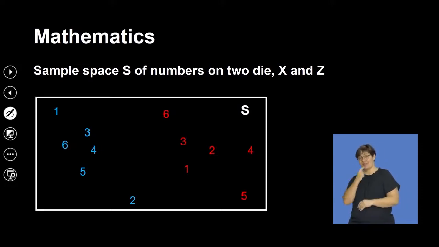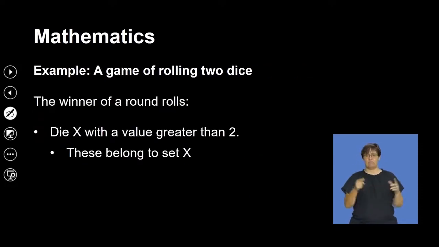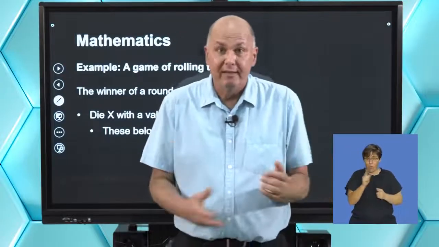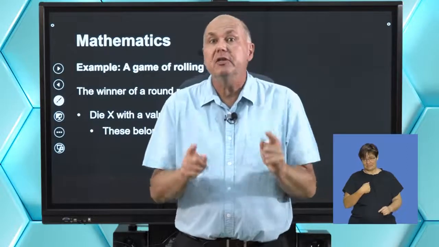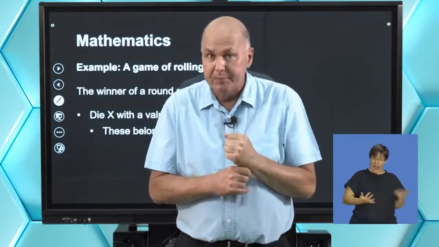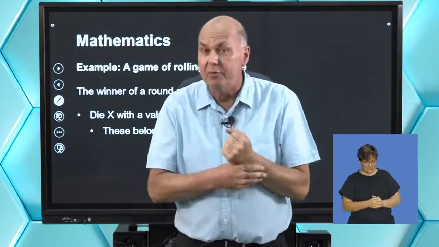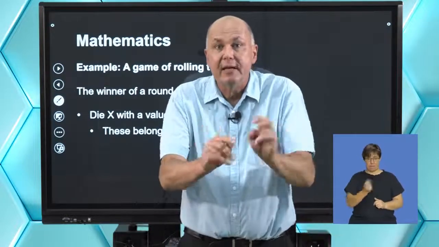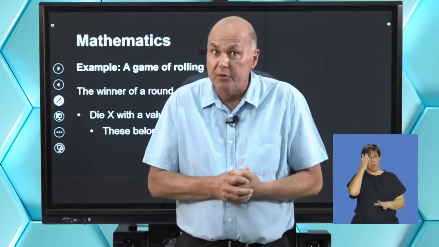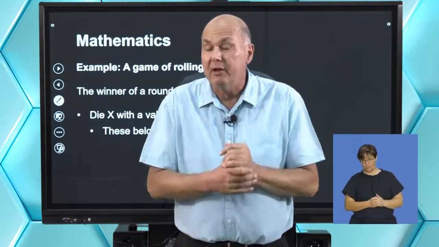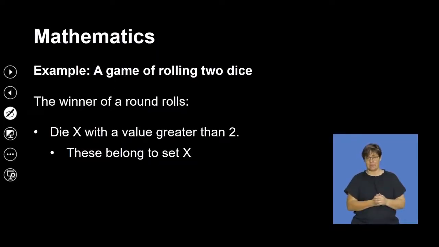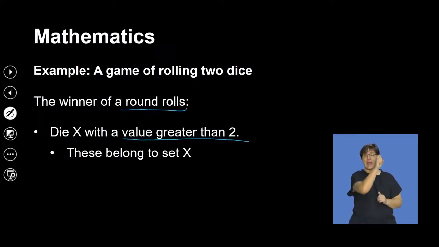Now, what are the rules of the game? Remember, the game is all about winning, and there are only certain things that are going to make you a winner. Very important that you understand the rules, because you're going to take turns, and you're going to throw 2 dice, and you want to know whether you've won the round or not. So have a look at what the rules are for this particular game. The winner of a round rolls die X with a value that is greater than 2.